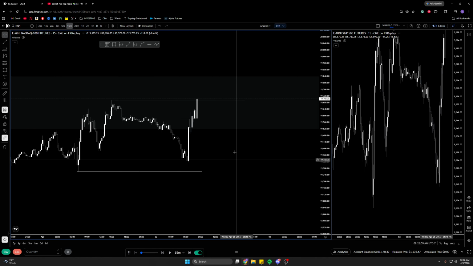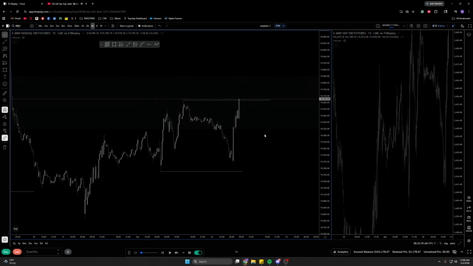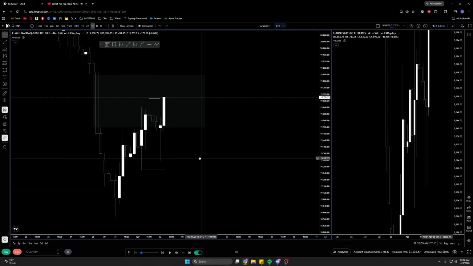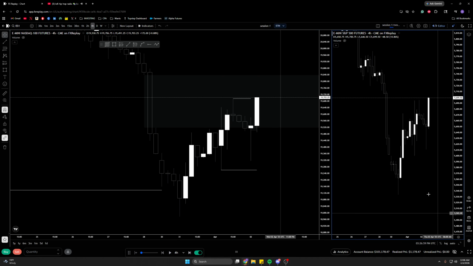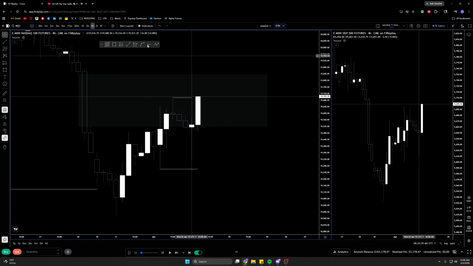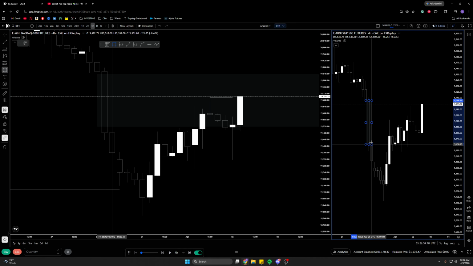I still kind of like shorts though. Let's go ahead and see what happens, because now we just took out this external draw right inside of this gap. Let's see what ES is doing at this time. Looks like ES already took it out, and ES is also inside of its gap.